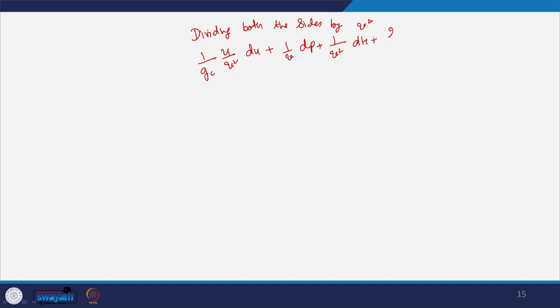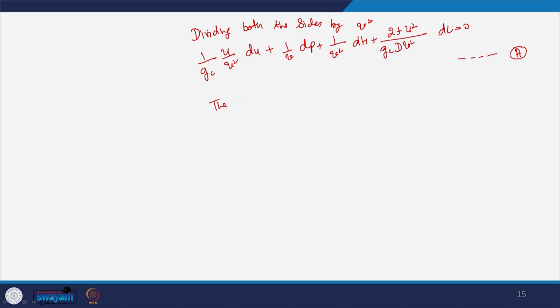Now, if we divide both sides by V square, then the equation becomes 1 upon Gc u upon V square du plus 1 upon V dP plus 1 upon V square dH plus 2f u square upon Gc d V square dl, that is equal to 0. Let us say that this is our equation number A.